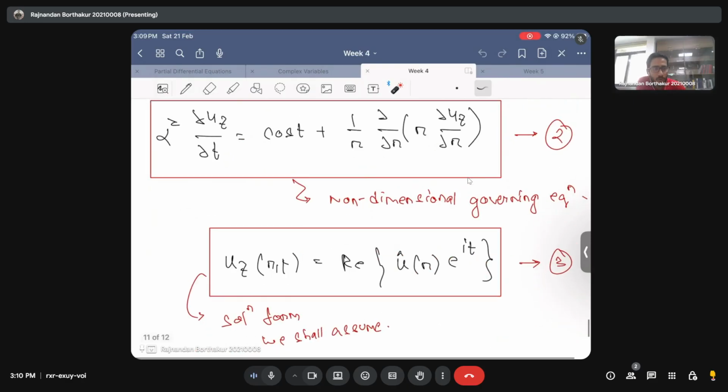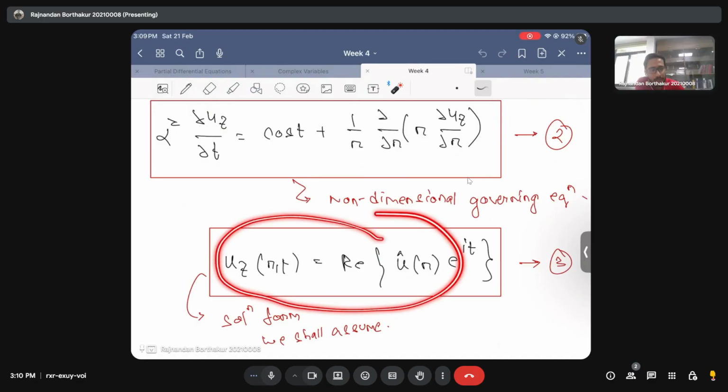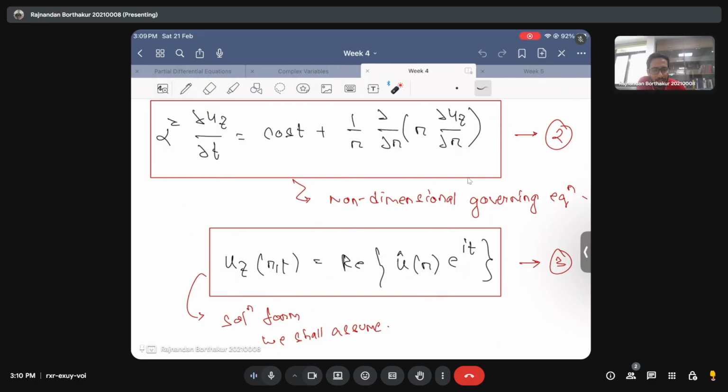And lastly, or more importantly, I said that now we seek a solution of this uj, which is a function of r and t. The solution form that we will take is one where we assume that uj, which is a function of r and t, is going to be the real part of some function of r times e power it. That's the form that we assume, and we will start from this point.